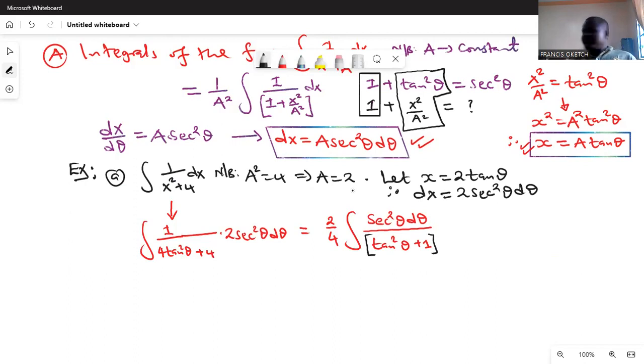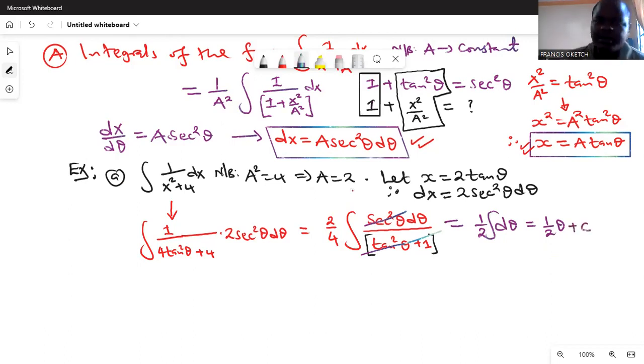So you'll find here that tan squared theta plus 1 will cancel out with the sec squared theta, so that our task is now to integrate. 2 over 4 is the same as 1 over 2. So right there, 1 over 2 times the integral of d theta. And this should give you 1 over 2 theta plus a constant c.